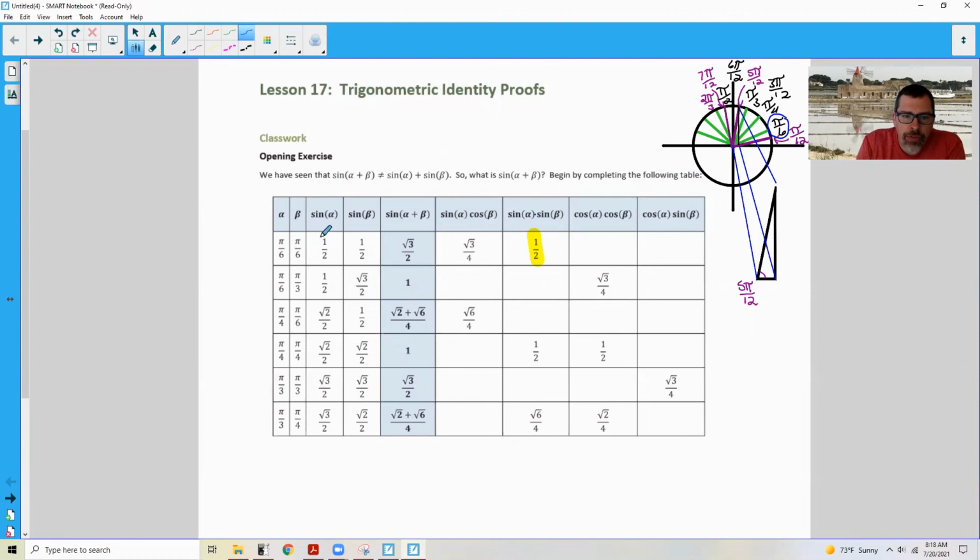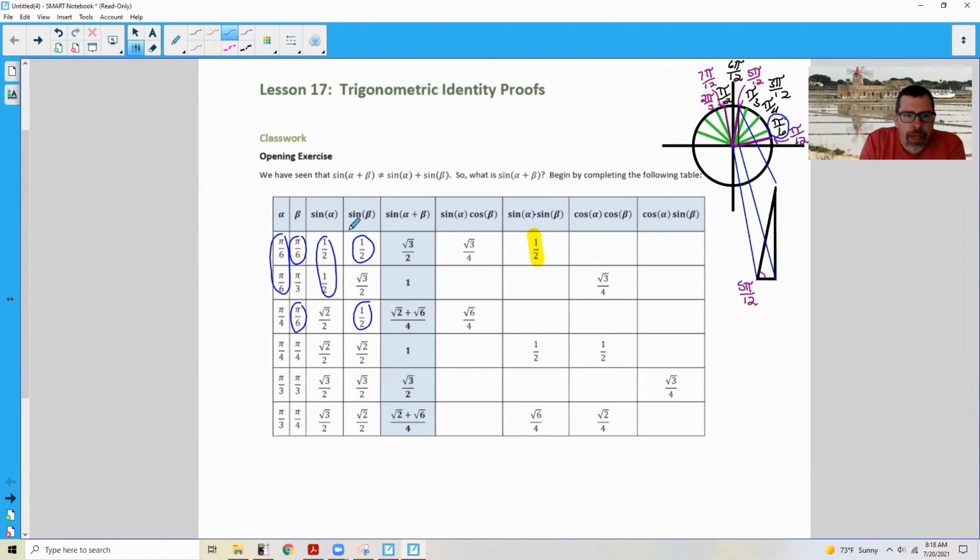And beta is pi over 6. So the sine of beta, sine of pi over 6, is 1/2. So these just repeated here, and therefore these two answers are the same. I'm just going through all these and pointing these out to you. Here's another pi over 6, and the sine of it is 1/2. Here's another pi over 6, and the sine of it is 1/2.